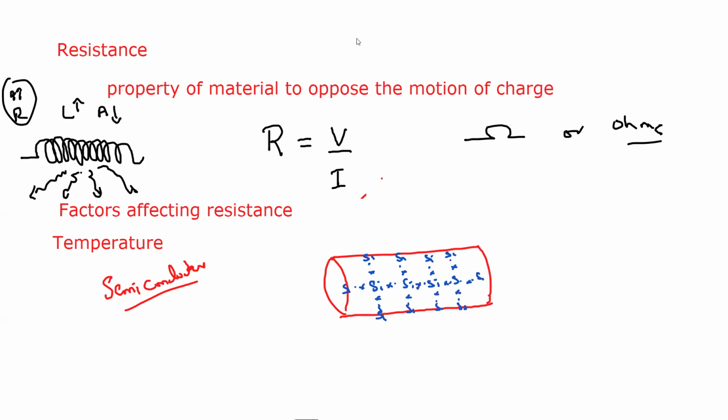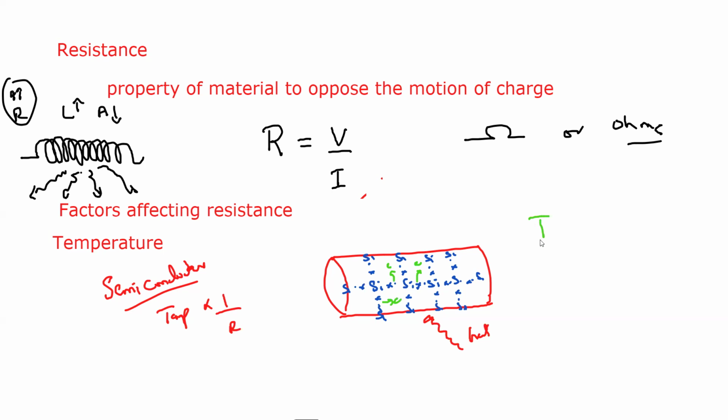When we increase the temperature, we observe that the resistance of a semiconductor decreases. But why does it happen like this? Because, as we did yesterday, because of the heat or the light energy, the bonded electrons start to move out, so the number of electrons increases.